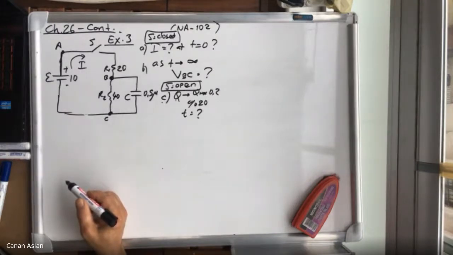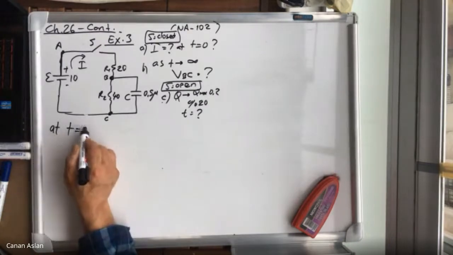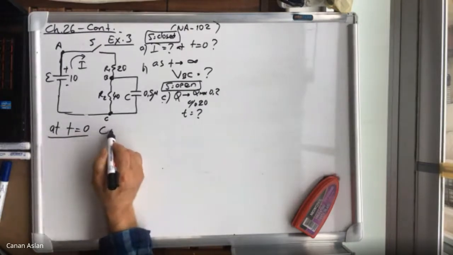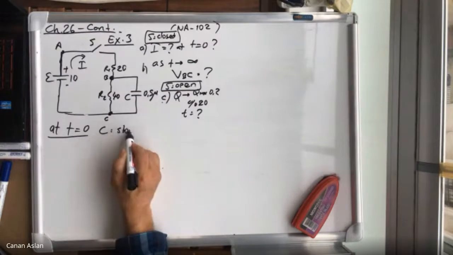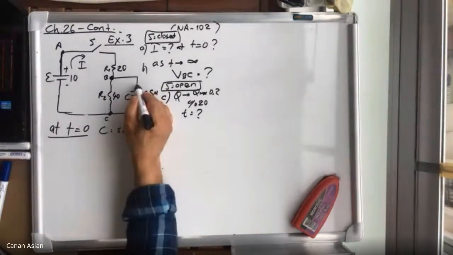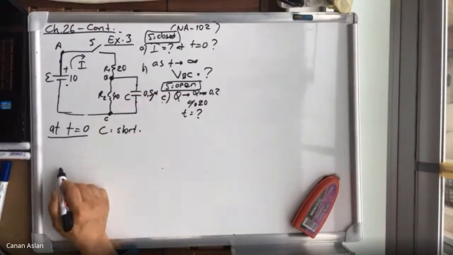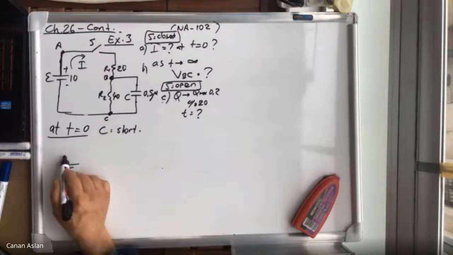First, let's handle the t equals 0 case. At t equals 0, all the capacitors act as a short circuit, so these points are just short circuited. So let's draw the circuit again. Please do not hesitate to draw.